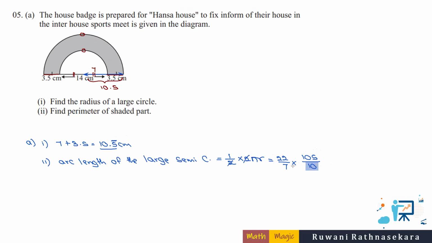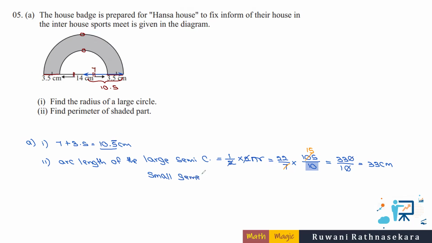Right? Then if you find how many sevens are there in 105, actually 7 times 15 is 105. Then you have to multiply 22 by 15. You get a nice answer, 330. 330 over 10. Since you can cancel these two zeros or separate one decimal place, it's going to be 33 centimeters. Now you can find the arc length of the small semicircle.